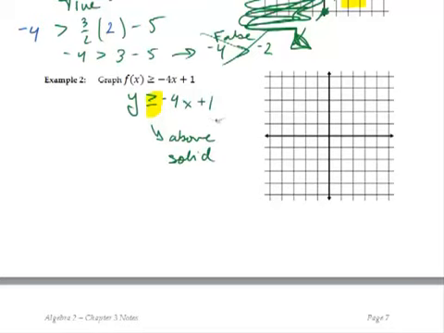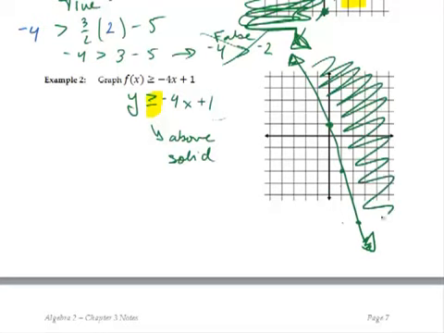So go to your b value here, which is 1. Our slope is negative 4, so down 4, 1, 2, 3, 4, over 1. There's our line. And shaded above that line, this way. Yay.